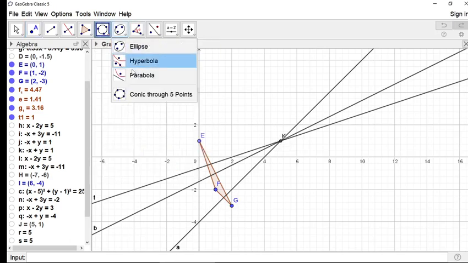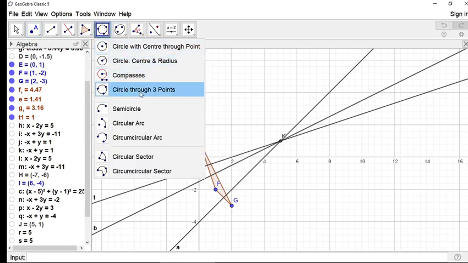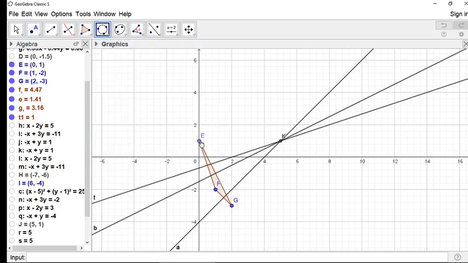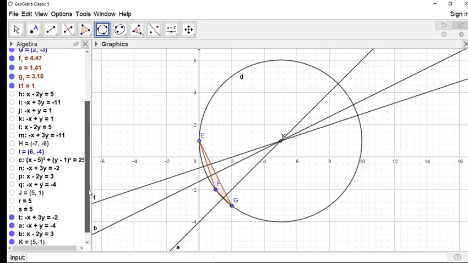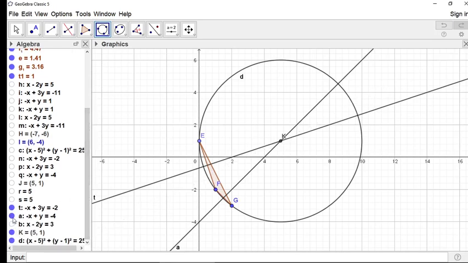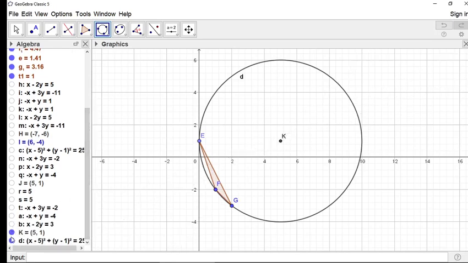The circle passes through all the vertices of the triangle. So let me draw the circle through the three points, and K is the center of the circle. Let me remove other points except K. Now if I join all these vertices to K by line segments, these are all radii of the circle, all equal.